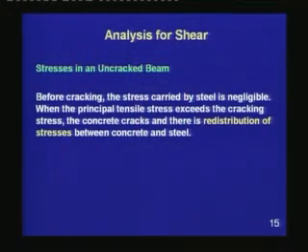Before cracking, the stress carried by steel is negligible. Hence, we can neglect the presence of steel in the concrete beam. When the principal tensile stress exceeds the cracking stress, the concrete cracks and there is redistribution of stresses between concrete and steel.